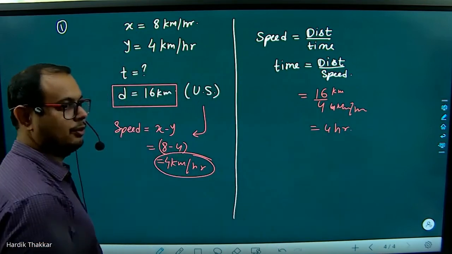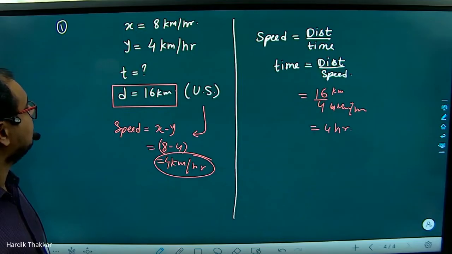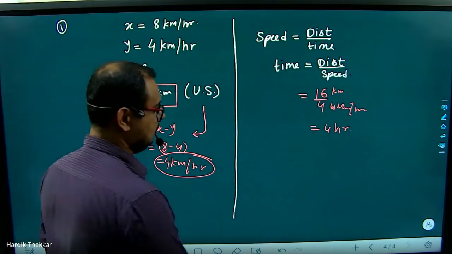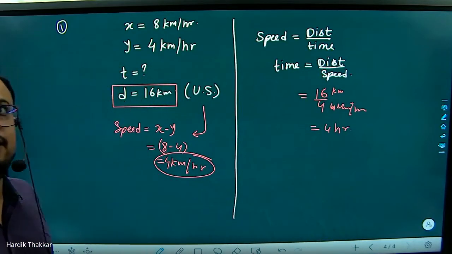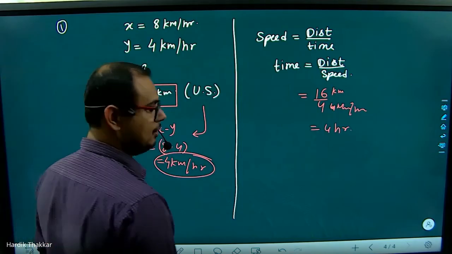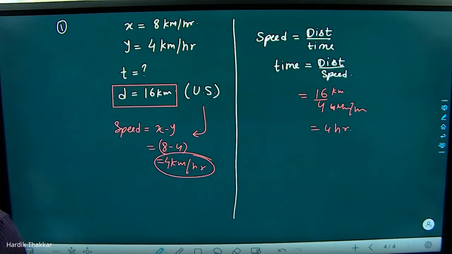Solve ho gaya first question. Why do you consider speed as x minus y? Why we have not considered this formula? Understood? No, sir, understood. Okay. Ria, समझ में आ गया? हाँ सर. हाँ. Now let's start with second question. Just try, सर. एक सेकेंड रुको ना. हाँ ठीक है. हाँ सर.